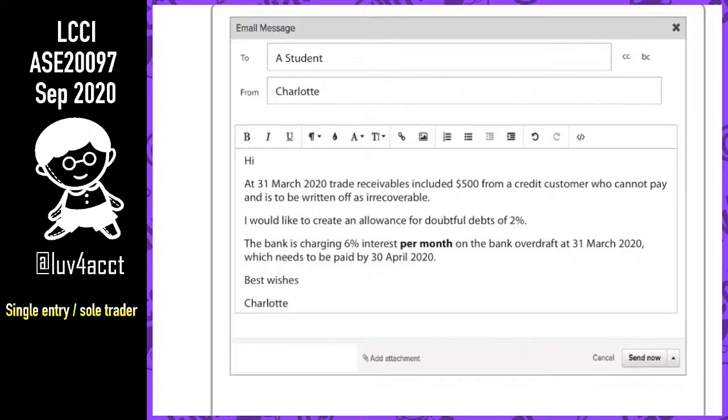The bank is charging 6% interest per month on the bank overdraft at 31st March, which needs to be paid by 30th April.